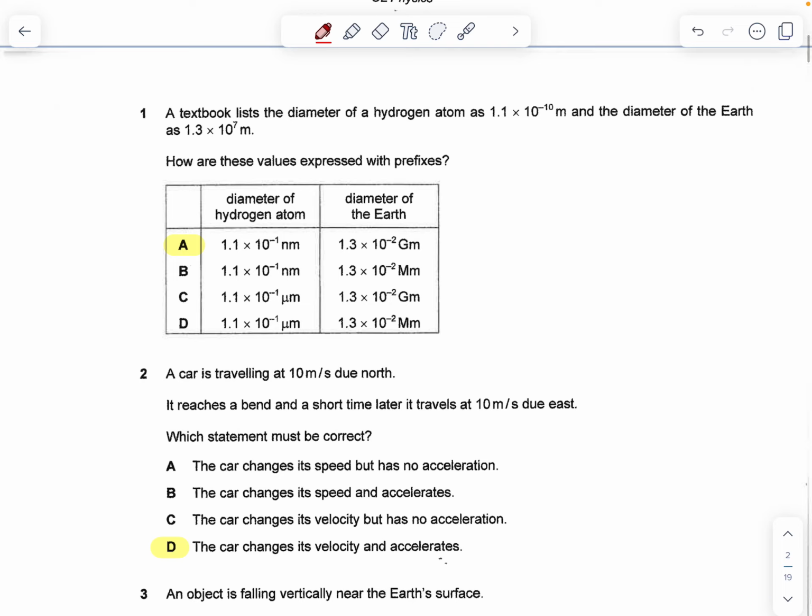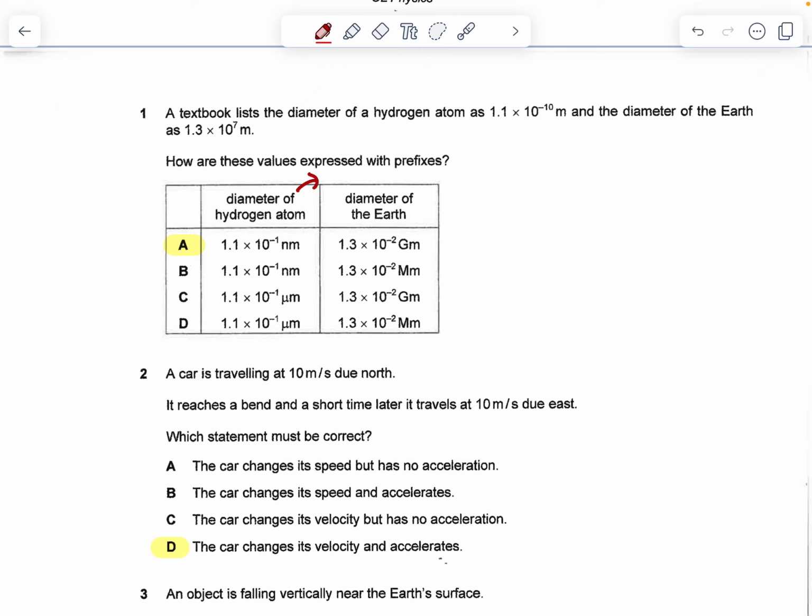Question 1. A textbook lists the diameter of a hydrogen atom as 1.1 times 10 to the power of minus 10 meters and the diameter of Earth as 1.3 times 10 to the power of 7 meters. So how are these values expressed in prefixes?